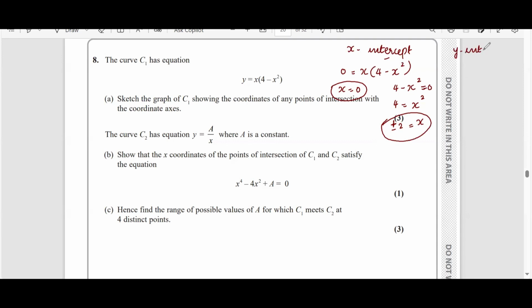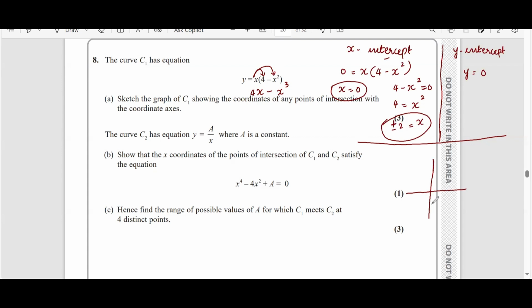Y-intercept. For the y-intercept we substitute x equals 0, therefore y equals 0 multiplied by anything, which is 0. So the y-intercept is 0. Now, to find the shape, we need to check the coefficient of x cubed, whether it is positive or negative. This is basically x multiplied by 4 is 4x, minus x multiplied by x squared is x cubed. So x cubed has a negative coefficient.